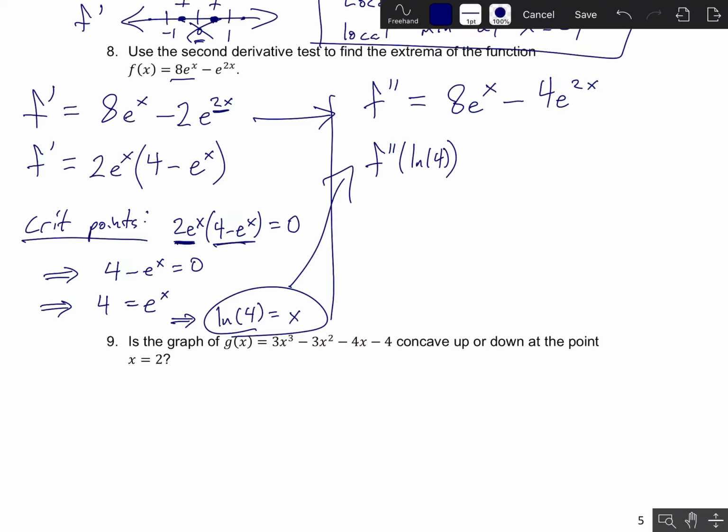And if that's positive, then that means that we're looking at a critical point where the concavity is upward. And if this ends up being negative, then that means we're looking at a critical point where the concavity is downward. And that would be enough for us to decide whether we're looking at a local max or a local min. So here I'm just going to plug in ln of 4 instead of x. So this would be 8e to the ln 4 minus 4 times e to the 2 times ln 4.